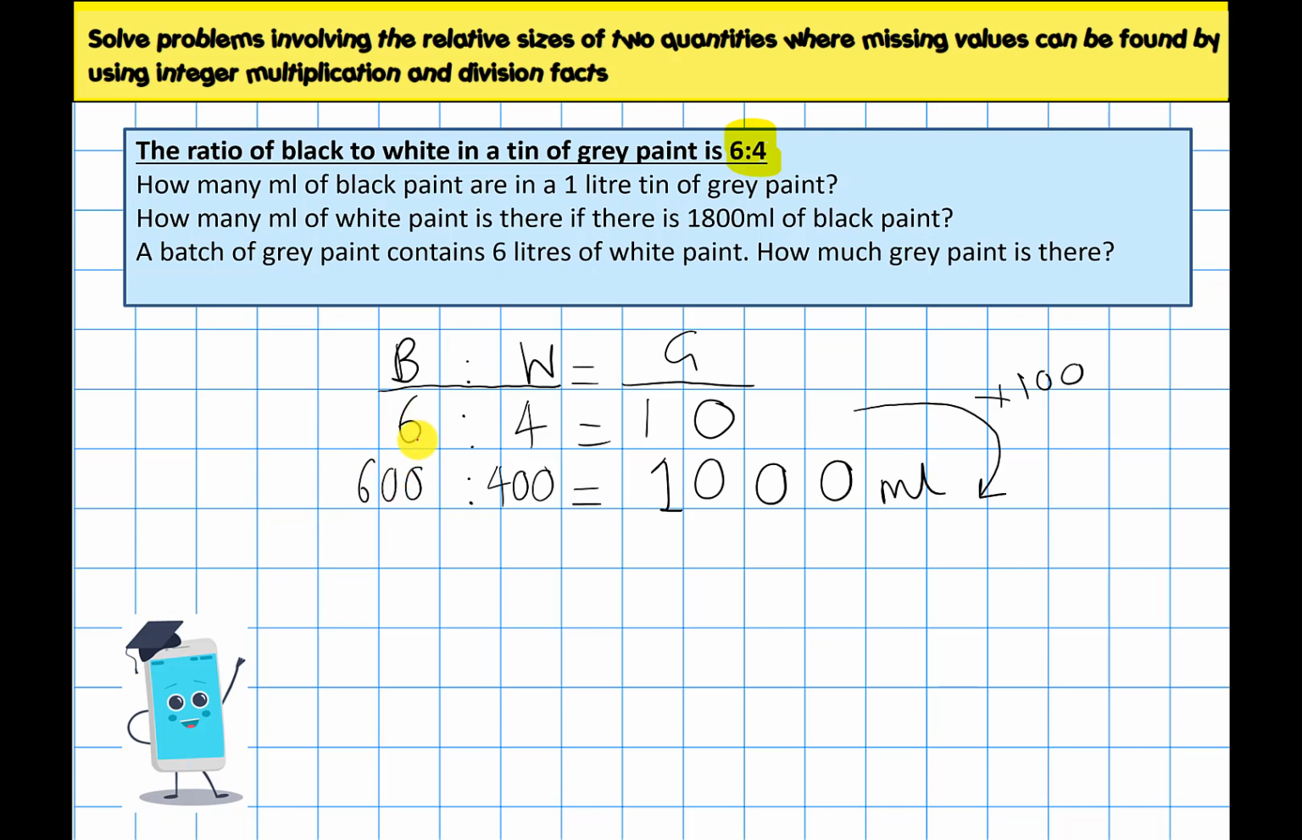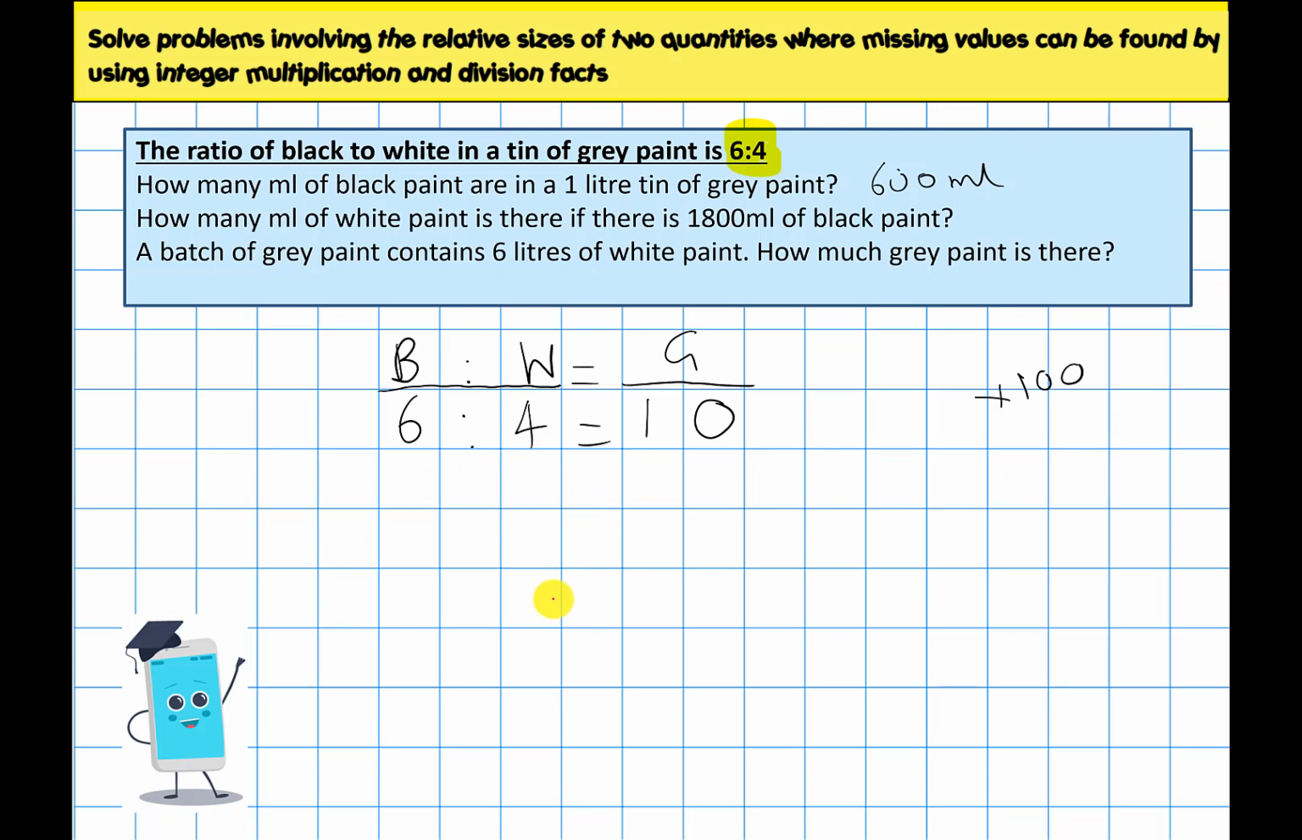So if 6 millilitres of black and 4 millilitres of white made 10 millilitres of grey, then 600 millilitres of black and 400 millilitres of white would make 1000 millilitres, or 1 litre, of grey. So this bit would be my answer. I have my first answer, it's 600 millilitres. Let's have a look at the second question.